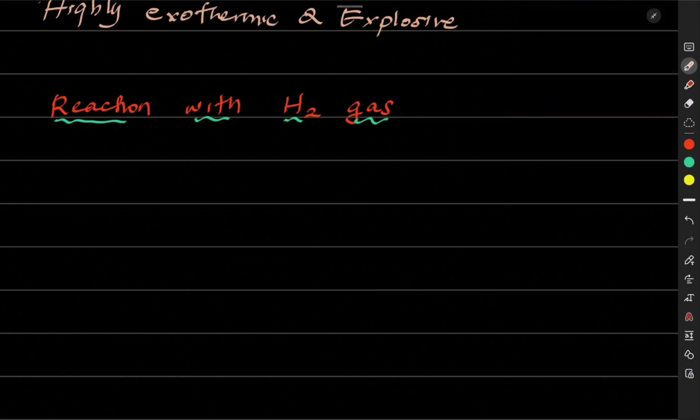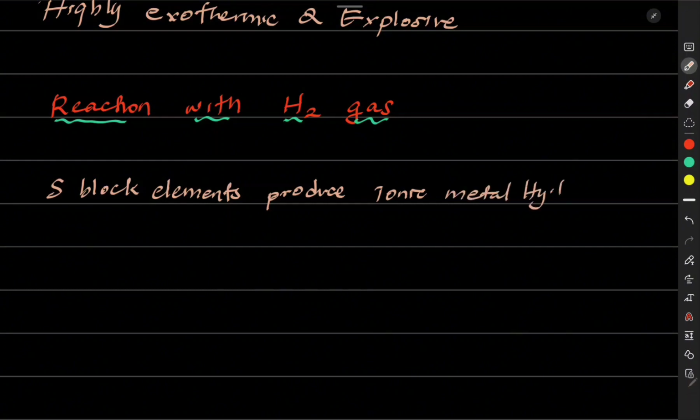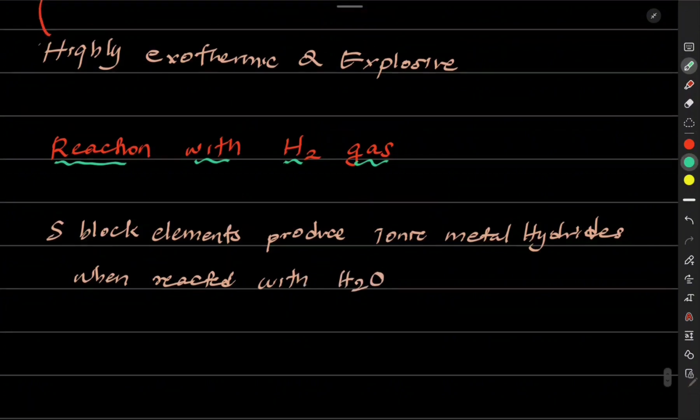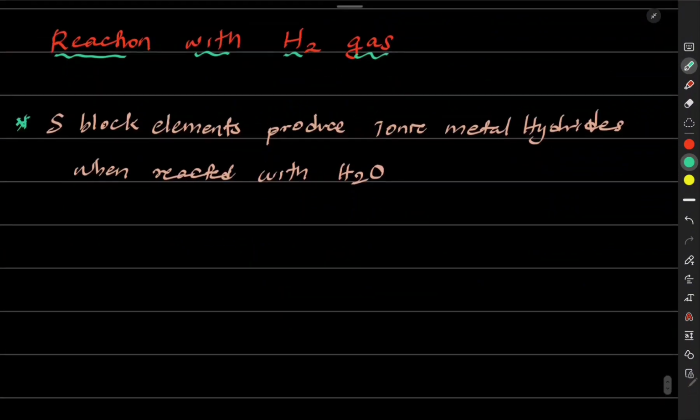The elements in the S block produce ionic metal hydrides when reacted with hydrogen. S block elements produce ionic metal hydrides when reacted with hydrogen.